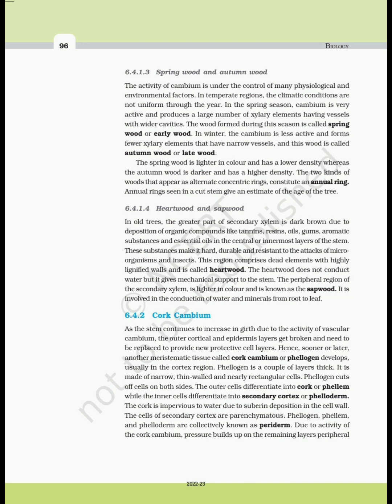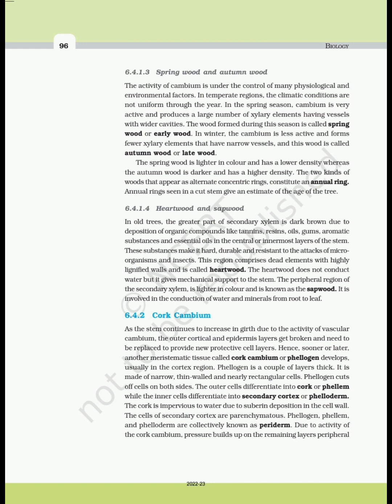6.4.1.4 Heartwood and sapwood. In old trees, the greater part of secondary xylem is dark brown due to deposition of organic compounds like tannins, resins, oils, gums, aromatic substances and essential oils in the central or innermost layers of the stem. These substances make it hard, durable and resistant to the attacks of microorganisms and insects. This region comprises dead elements with highly lignified walls and is called heartwood. The heartwood does not conduct water, but it gives mechanical support to the stem.